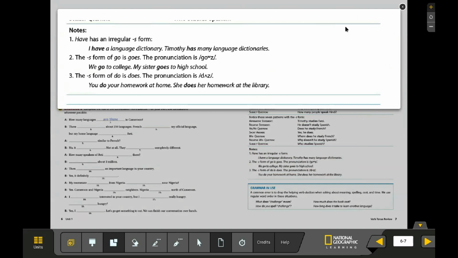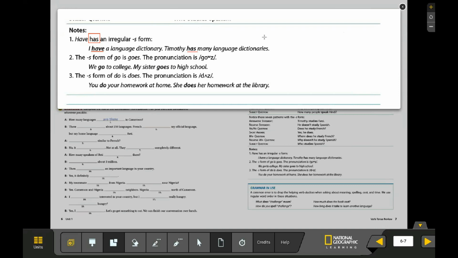I have a language dictionary. Timothy has many language dictionaries. Very good. So we don't say haves, we say has. You guys know this. The has is the irregular form for have. Okay, third person. Now, second note, Andrea.